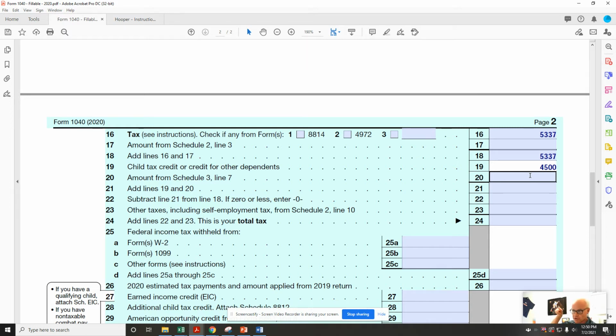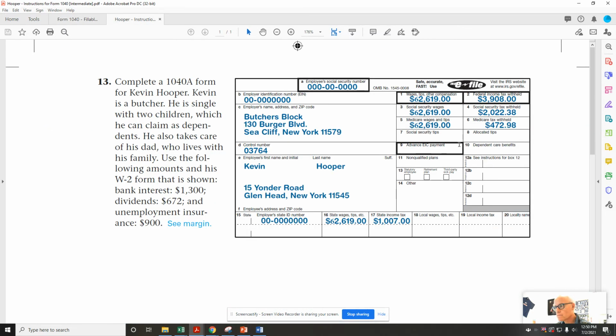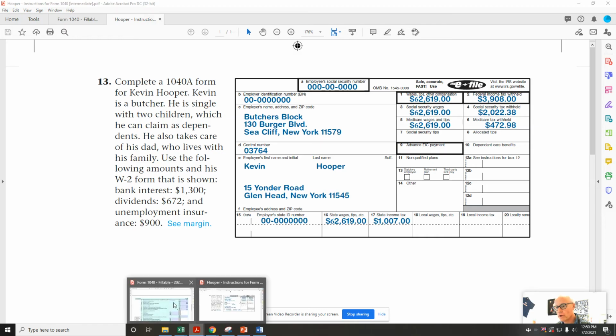So his tax bill just went from 5,337 down to, let's see, add lines 19, 20. I was getting ready for the big punchline here. We subtract line 21 from line 18, and he's down to $837 for a tax. So because of all those dependents, it reduces his tax burden a lot. Total tax, $837. From his W-2, he had $39.08 withheld.